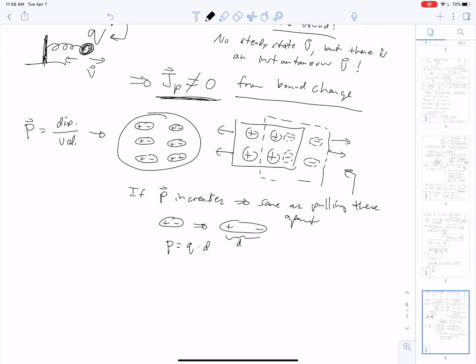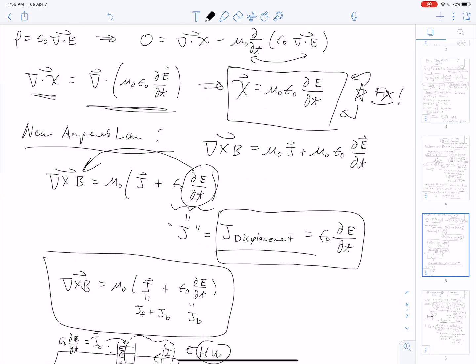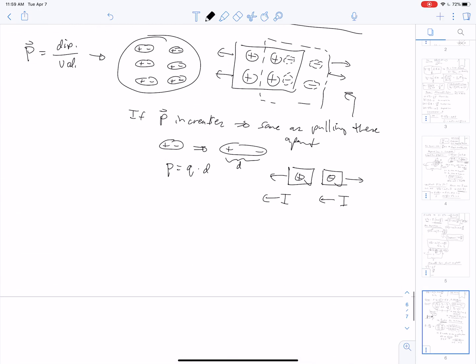But if I'm doing this, then you can see that if the positive charges are going to the left, then that's a current going to the left. But if the negative charges are going to the right, that's also the same as a current to the left. So we can see that pulling apart a dipole is the equivalent of current.